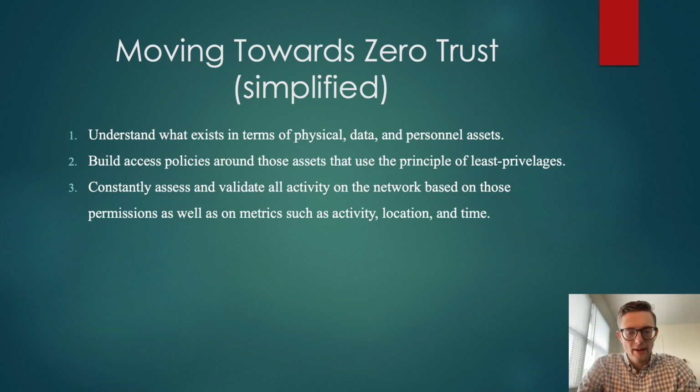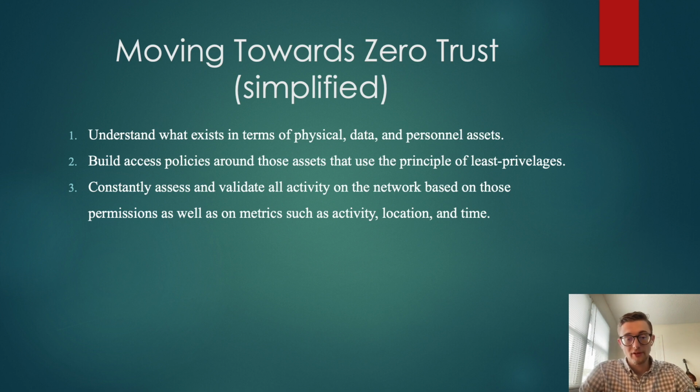So the steps of moving towards zero trust, extremely simplified. First of all, understand what exists in terms of physical, data, and personal assets. We need to know what is on the network so that we can make sure those are protected. Build access policies around those assets that use the principle of least privilege.